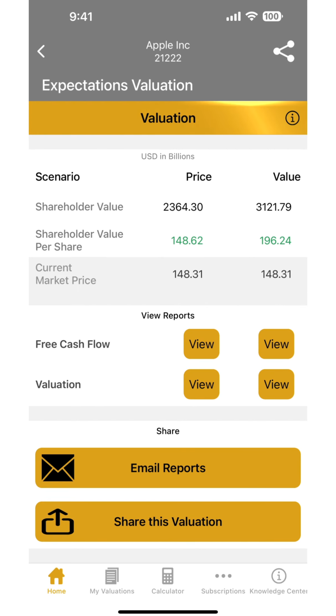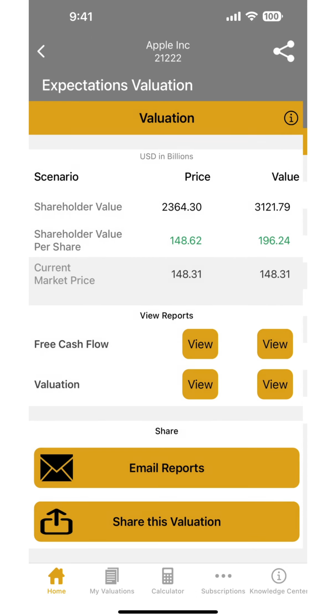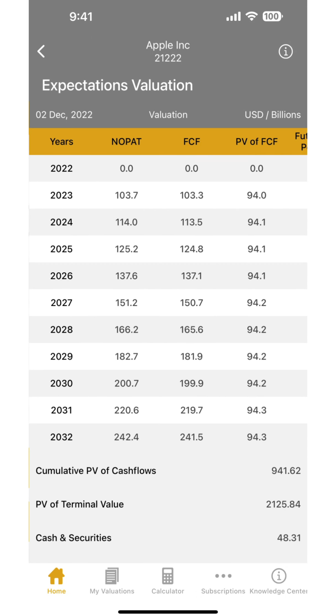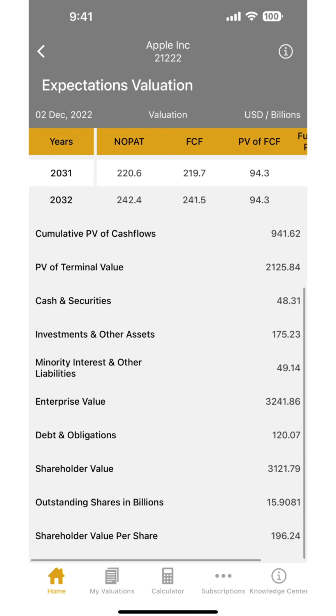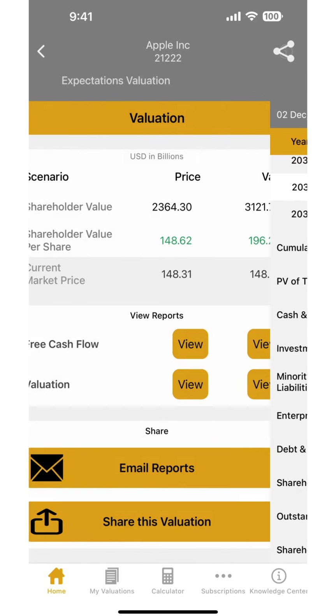This screen displays the results of valuation. Users can view the shareholder value and shareholder value per share of the company for each scenario. For detailed analysis, users can also click and view reports on free cash flows and valuation reports, where you are able to see the present value as well as the future value per share play out on the basis of your assumptions.